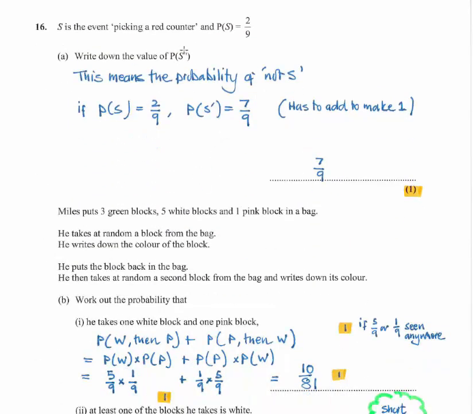Okay, whenever you see a dash by it, it means not S. So if the probability of S is 2 out of 9, the probability of not getting S must be 7 over 9 because it has to add up to make 1. And you get 1 mark for doing that.